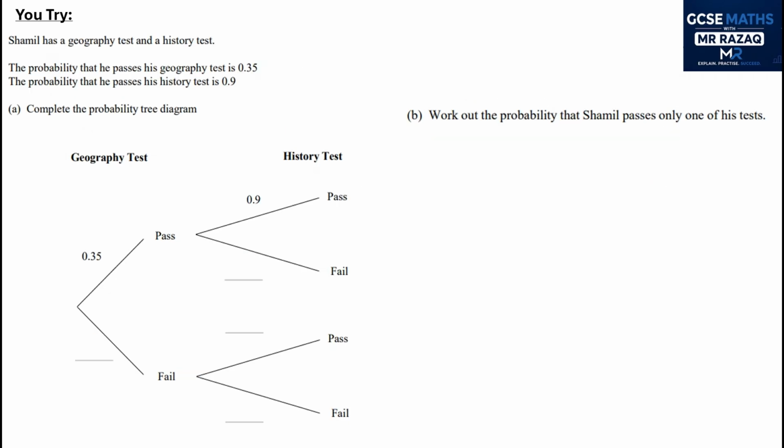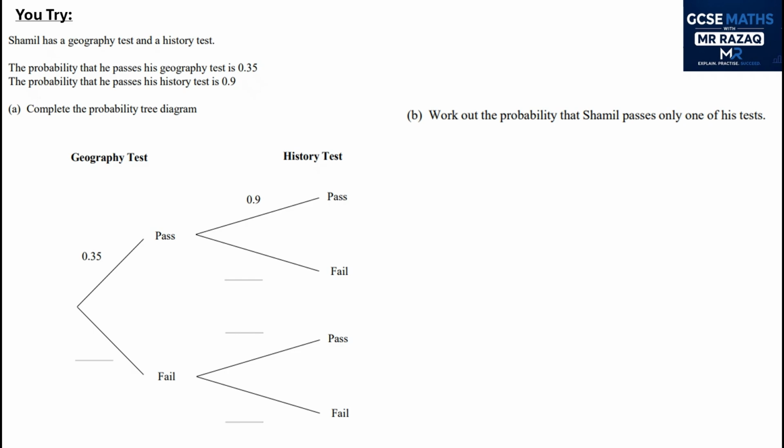Okay, here's another question for you to try. You can pause the video and give it a try. Okay, hopefully by now you've attempted the question. So let's look at it together. Shamil has a geography test and a history test. The probability that he passes his geography test is 0.35. The probability that he passes his history test is 0.9. Complete the probability tree diagram.